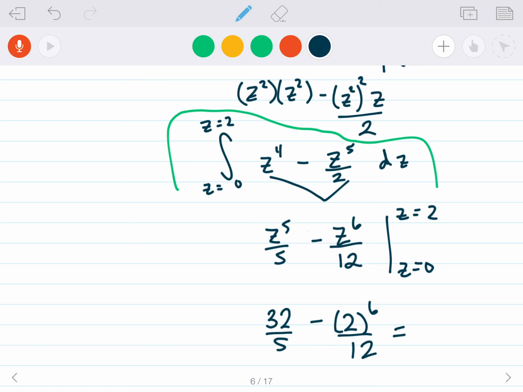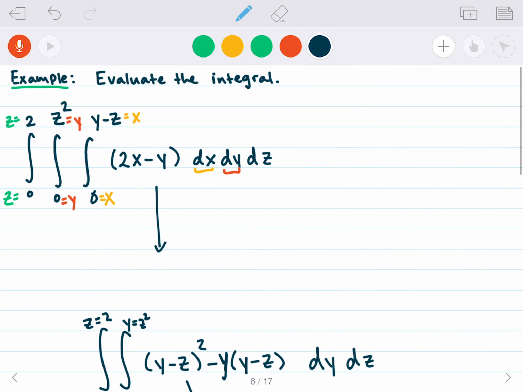So 2 to the 6th over 12. All right, so I have 32 over 5 minus 2 to the 6 divided by 12. And I'm getting 16 over 15. So that is my answer there. That is how I can evaluate this triple integral.